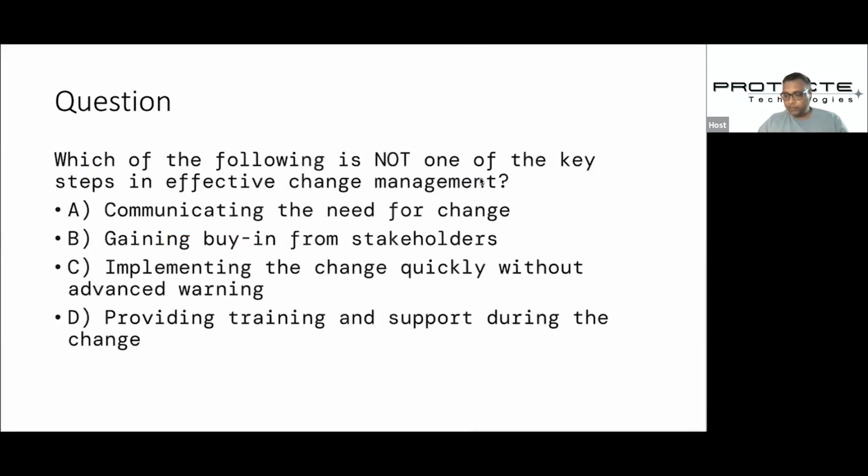Let's have one more question. Right. So pretty simple, right? Implementing the change quickly without advance time.